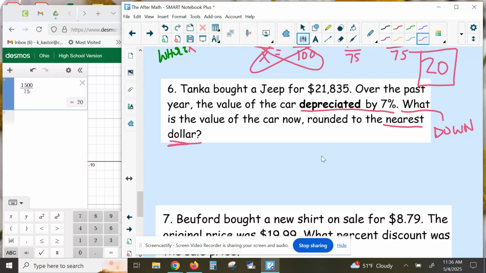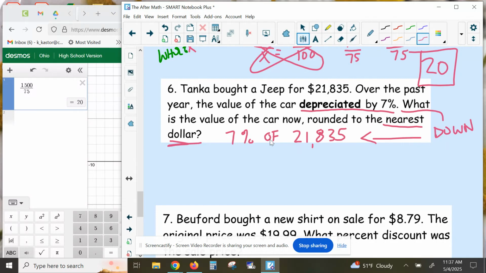Okay, so we know that it went down 7%. So we need to figure out what 7% of this is. So we are basically looking for 7% of $21,835. Okay, but that's just going to tell us how much it went down, because then we're going to have to subtract that number off of it to get how much the car is worth. So it's going down this much. So we need 7% of that.